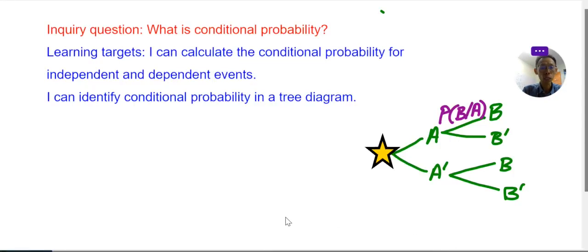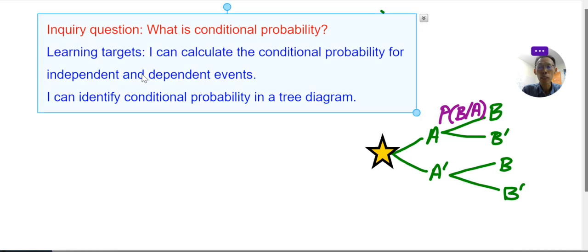Today we're going to explore these inquiry questions. What is conditional probability? Our learning targets are this. I can calculate the conditional probability for independent and dependent events. I can identify conditional probabilities in a tree diagram. Here is an example of a tree diagram. Okay, let us get started.